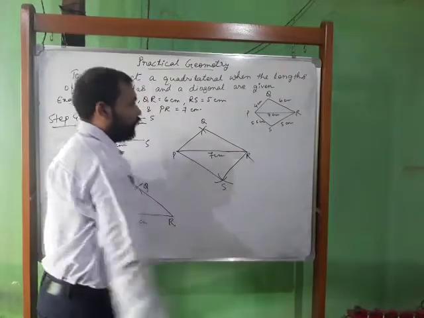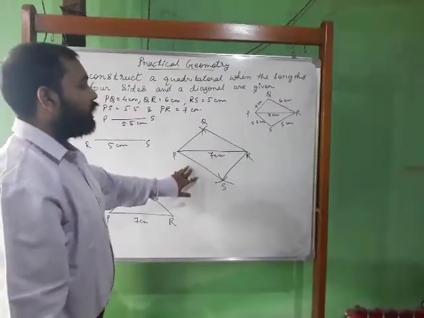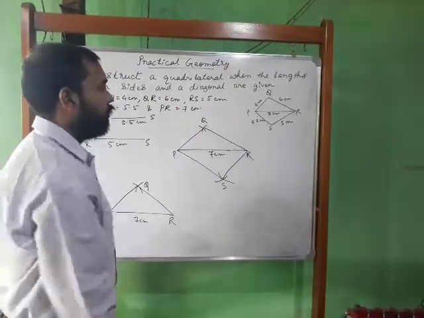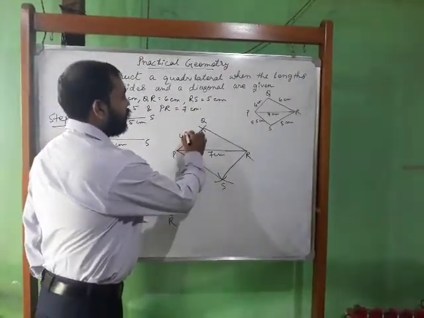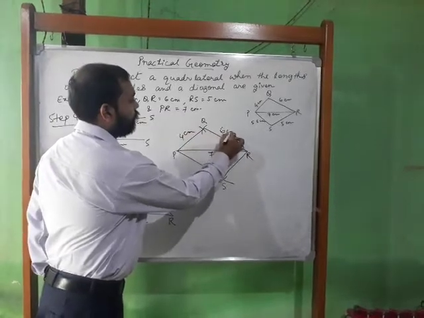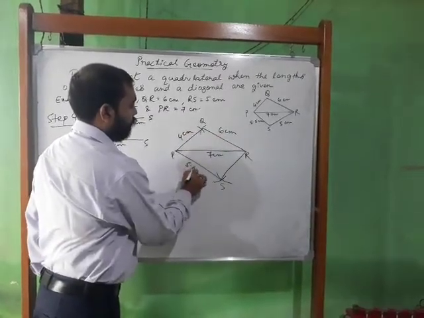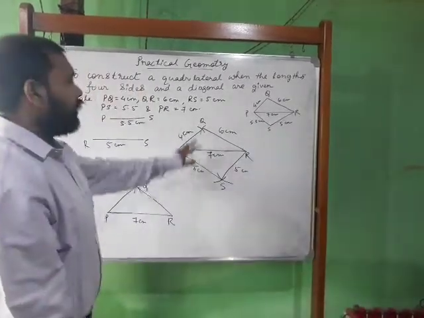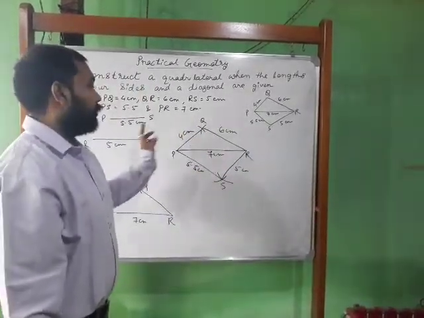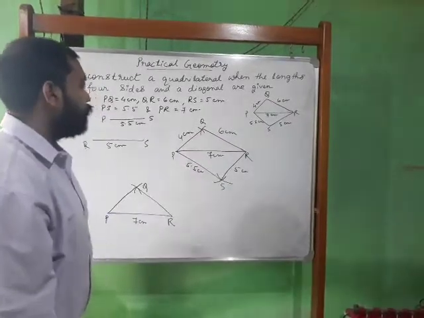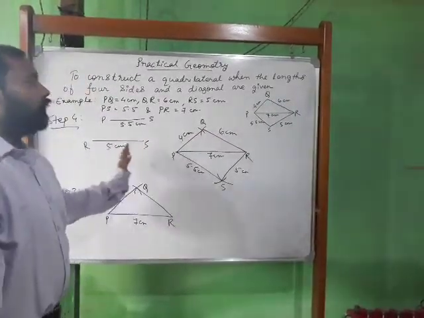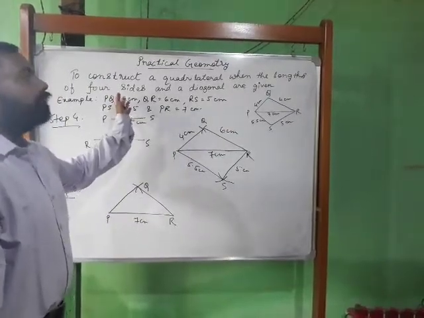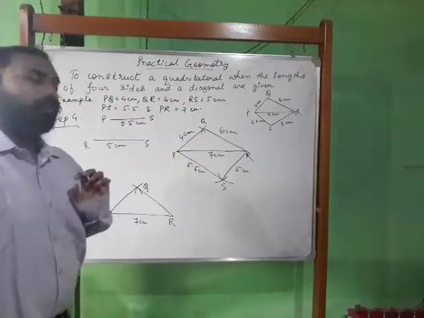So after joining this, we will get a quadrilateral having 4 sides. Okay, so write all the measurements. So this is our required quadrilateral. So PQRS is the required quadrilateral. So in this way, we will be constructing quadrilaterals from the given information having 4 sides and a diagonal.